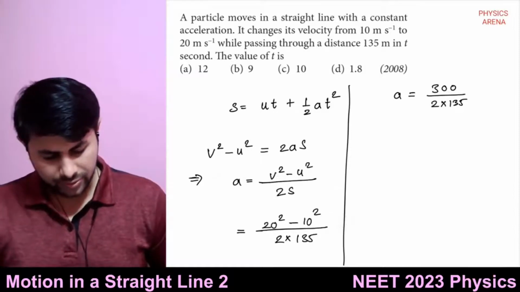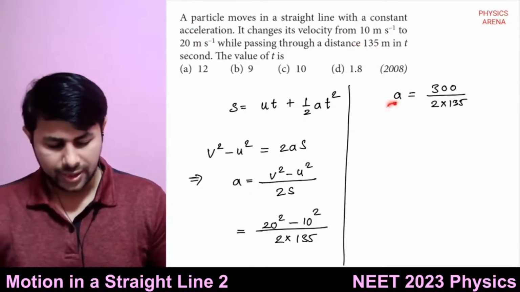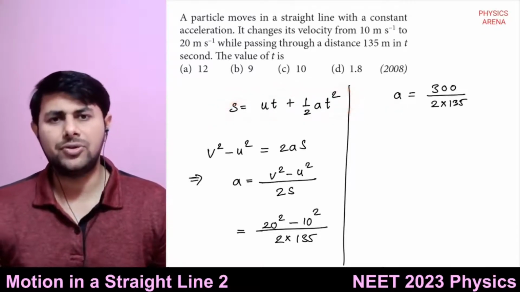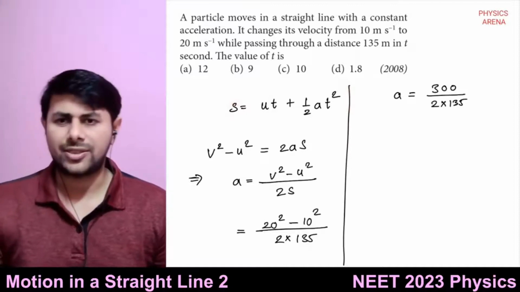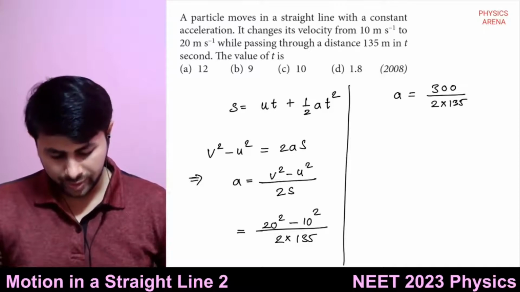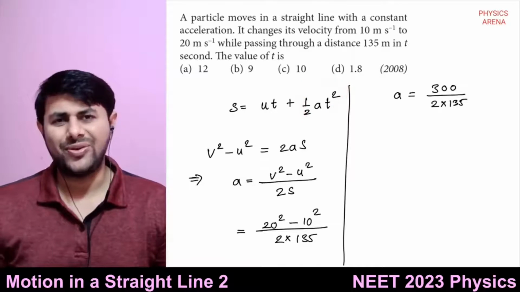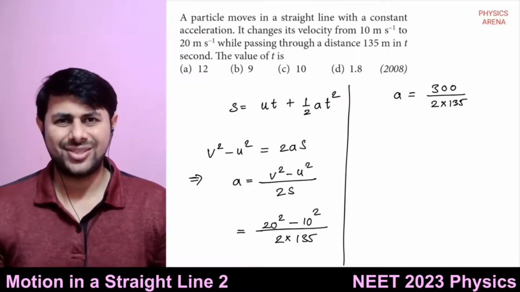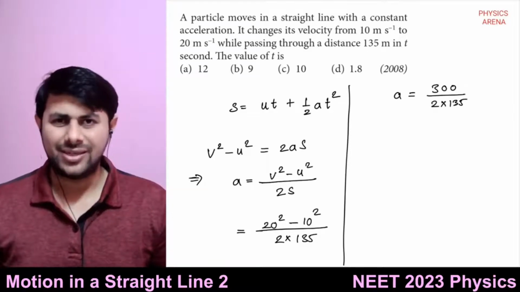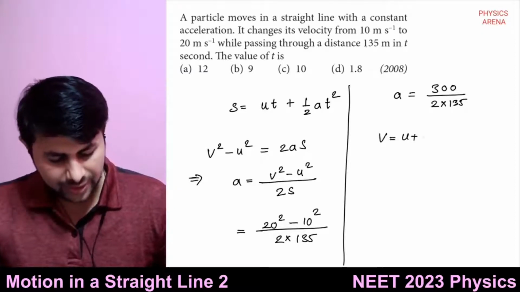Now you know the initial velocity, the final velocity, and the acceleration. You want time. So will you use this equation or the first equation, v equals u plus at? First equation. You can use this one also because you know the displacement, but here square is involved, so you have to solve a quadratic equation. That doesn't make sense. If you can solve it simply, there is no need to solve a quadratic equation. So v equals u plus at.